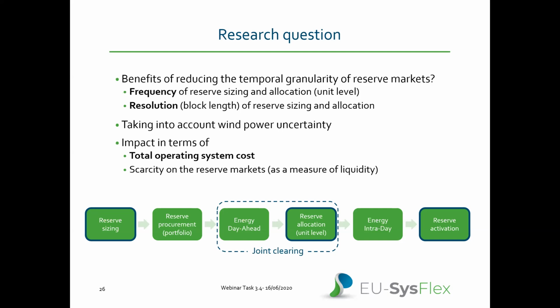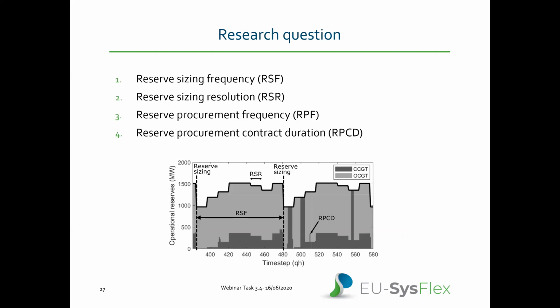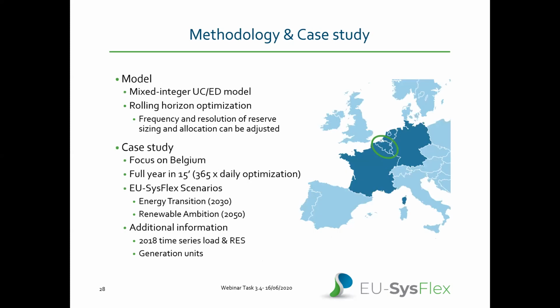Now, the temporal granularity of these reserve markets is determined, on the one hand, by the frequency, that is how often reserves are being sized and procured or allocated, and the resolution, that is the length of the sizing and the procurement blocks. And in this contribution, we focus on the uncertainty related to wind power, and we assess the benefits in terms of cost associated with increasing the temporal granularity of reserve markets in high renewable systems.